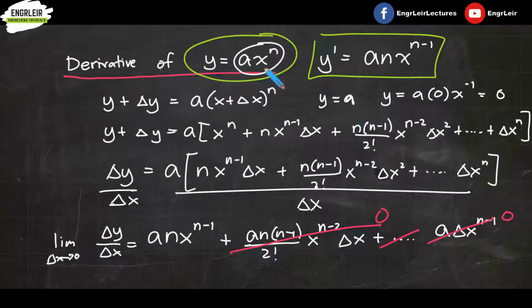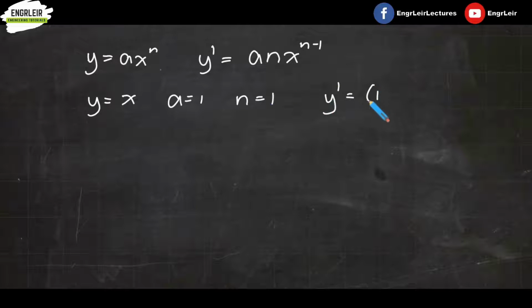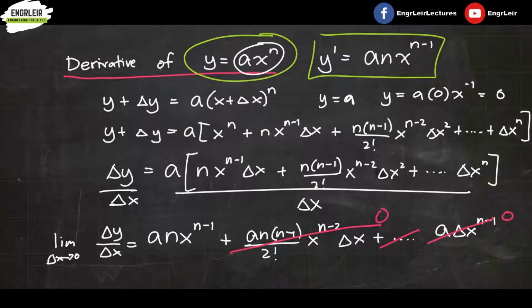Now, if x kaya, let's say ilagay natin yung rule natin dito. y is equal to a x raised to n. Ang derivative niya would be a times n x raised to n minus 1. Now, paano kung yung function ko is y equals x? In other words, yung a ko 1, yung n ko 1. So ano magiging derivative nito? Yung a ko is 1, yung n niya is 1, then x raised to 1 minus 1. So ang derivative niya would be 1. So the derivative of y equals x is 1. These are the basic rules that can be derived from getting the derivative of this function.